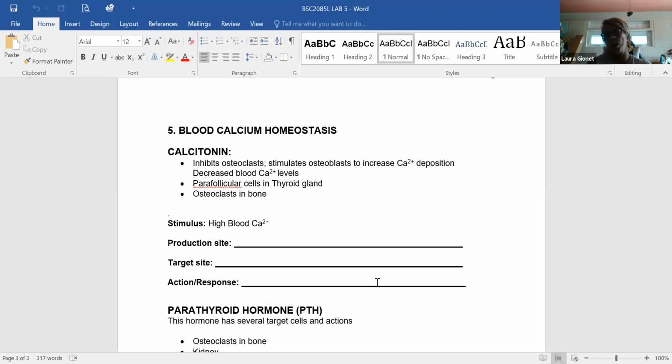And we won't actively try to absorb calcium in foods that's passing through our digestive system. All right. So that ultimately lets that calcium level drop back down to the normal level. And now you stop secreting calcitonin.